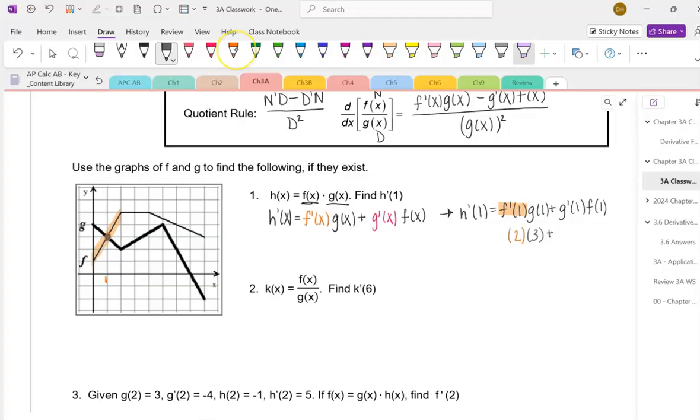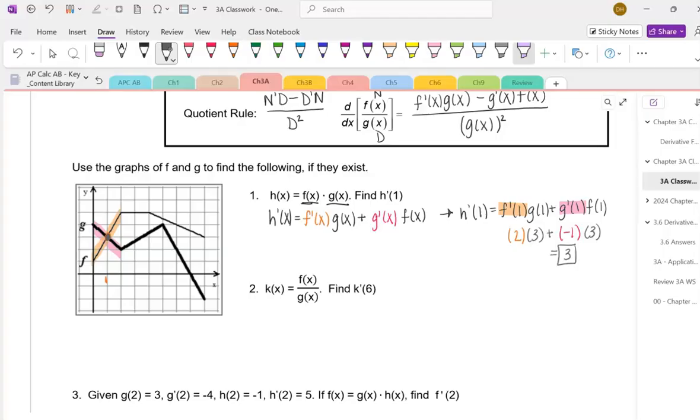Plus, the next thing that we have to do is find g prime of 1. So now I need that line's slope because the derivative means slope. It looks like we're going down 1, right 1, down 1, right 1. So we've got -1 and then multiplied by f of 1. So evaluate the function of the graph of f, which is this line at 1, 2. It looks like we're at 3. So we've got 6 minus 3, which equals 3 as our final answer.